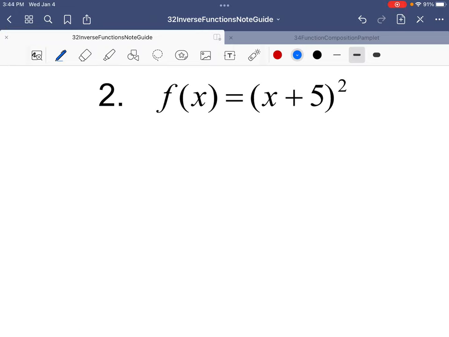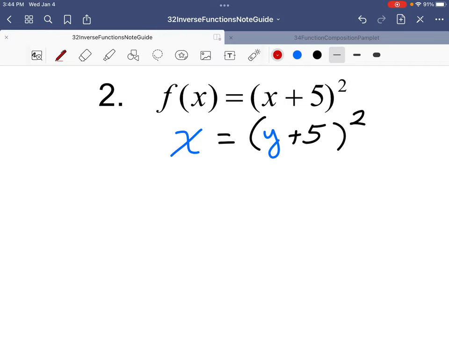Let's try another one. Let's see if we can find the inverse. Now, f of x, remember, f of x is the same as y. Do I have to really rewrite that as y? I don't really have to do that because I know I'm going to switch it to be x. And I know I'm going to switch x to be y. So we switch x and y.